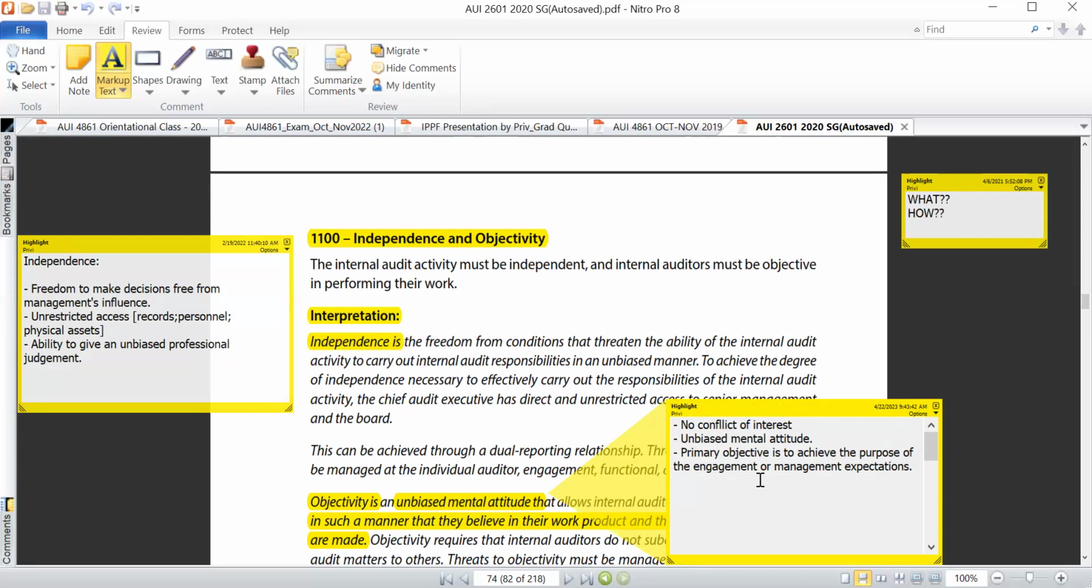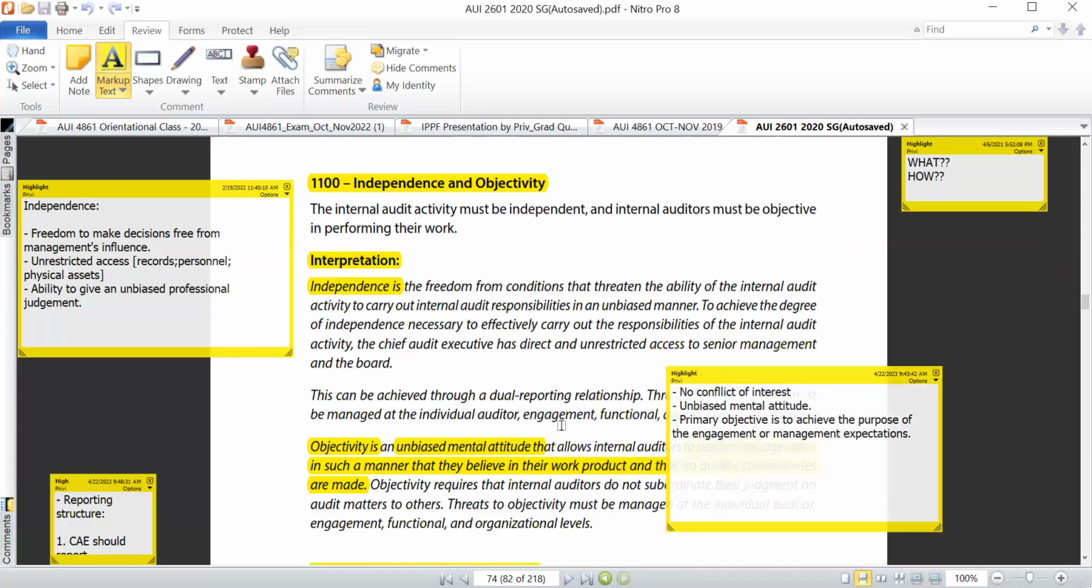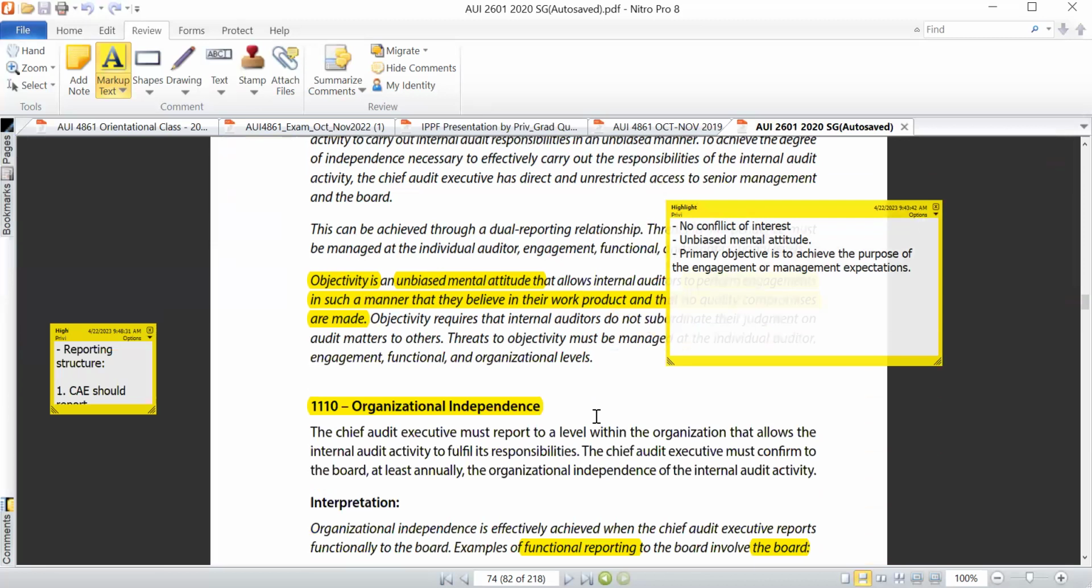What about independence? Freedom. When you've got freedom to make decisions, freedom to have access to certain records, freedom to give unbiased professional judgment. So it has much to do with freedom. That's independence. Objectivity is an unbiased mental attitude. It has to do with your state of mind. Very, very important. So that's independence and objectivity.